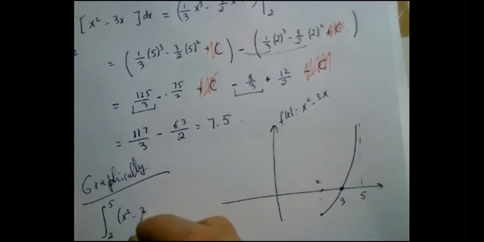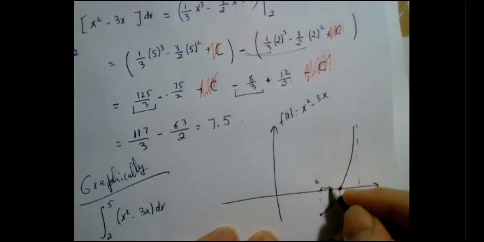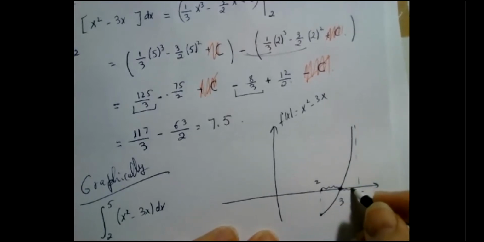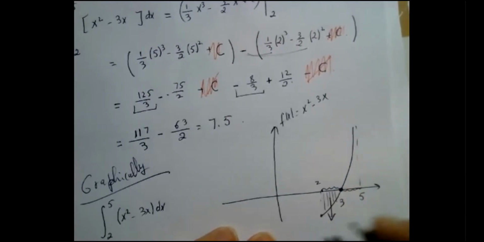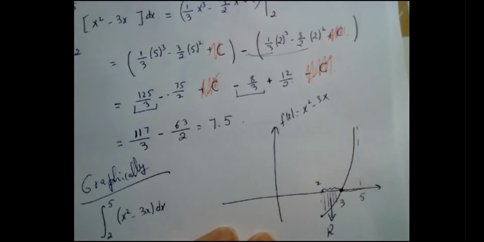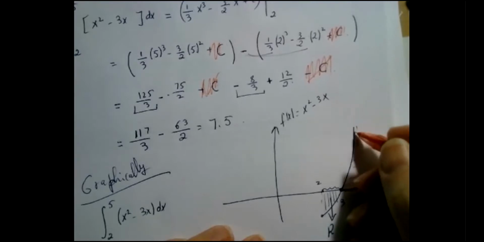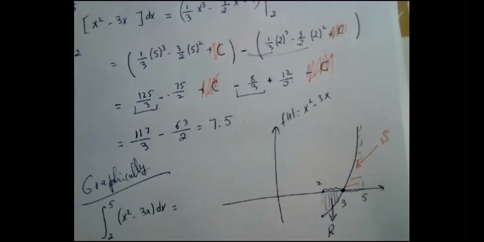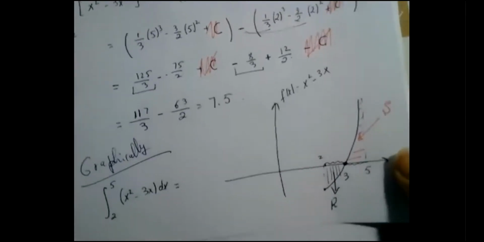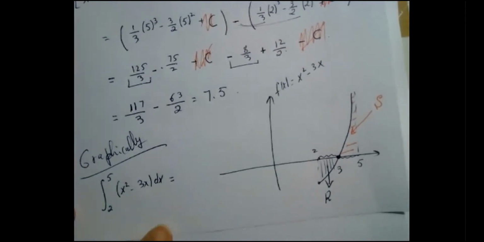So graphically, what does the integral from 2 to 5 of x squared minus 3x dx represent? Up to here the function is negative, and from here to here the function is positive. So let me call this region R, and this region S. What does the integral represent? Who would like to tell me? Is it S minus R? S minus R, absolutely correct.